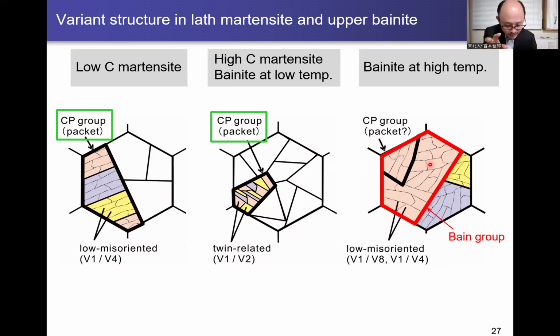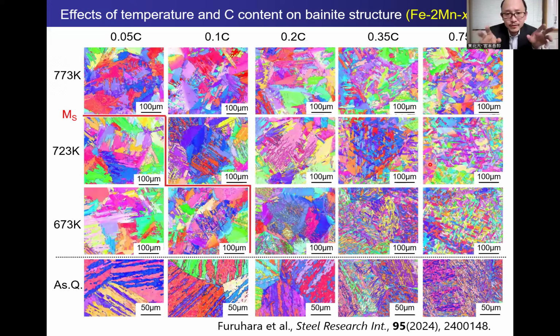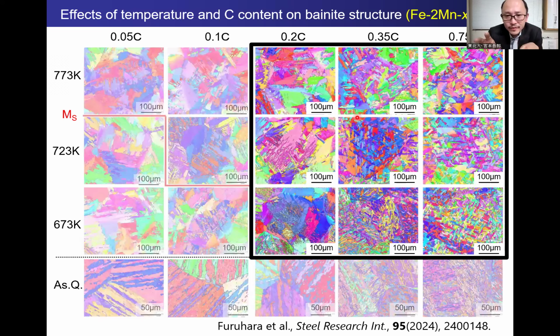So this is the overview of the microstructure change with carbon content and transformation temperature. So this is martensite, and martensite becomes finer with increasing carbon content. So this is well known. And in this experiment, a part of the conditions is below Ms temperature. So in these conditions, the martensite forms first, followed by bainite transformation. So microstructure change is not so straightforward. So I focus on these conditions.